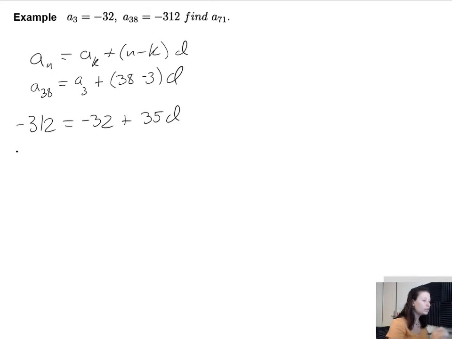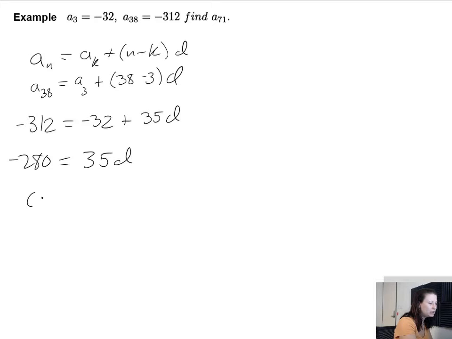So then add the 32 over. Negative 312 plus 32 would be negative 280, which is equal to 35d. So then d is equal to, divide by negative 35, that's negative 8. Okay, so there's our d.